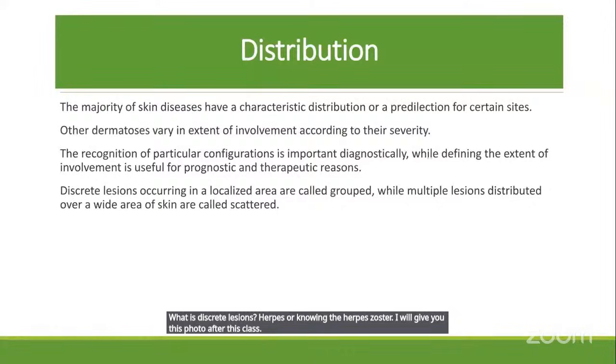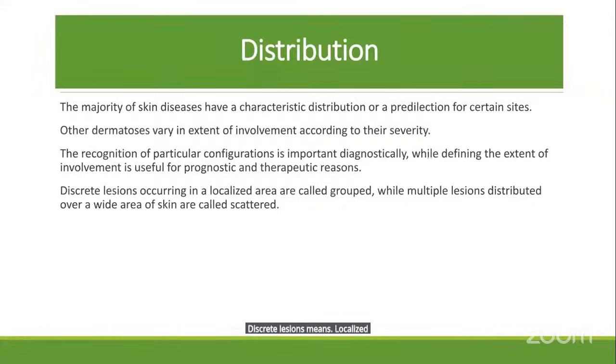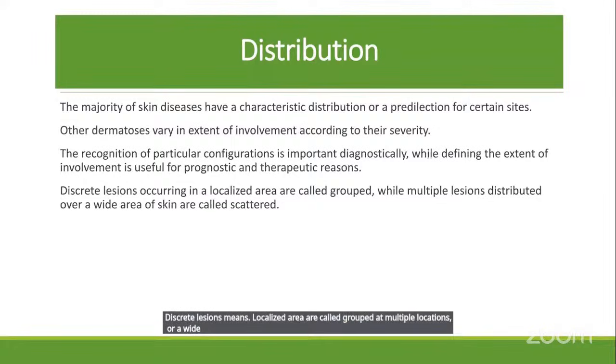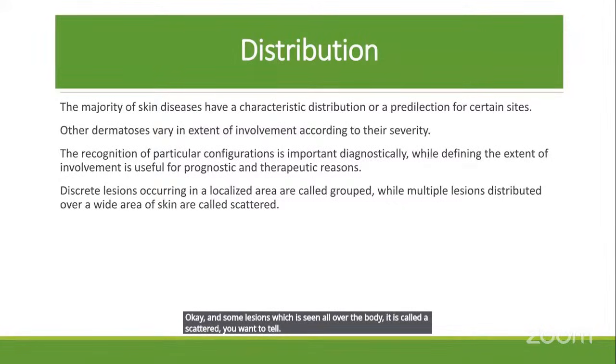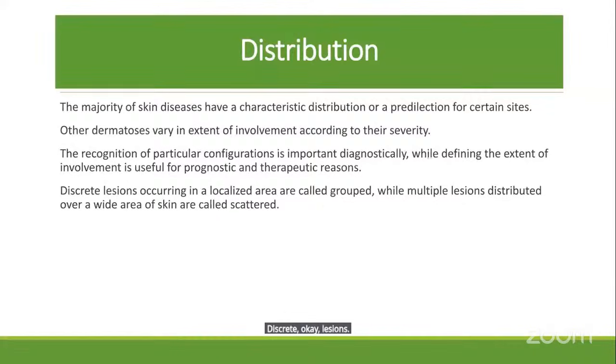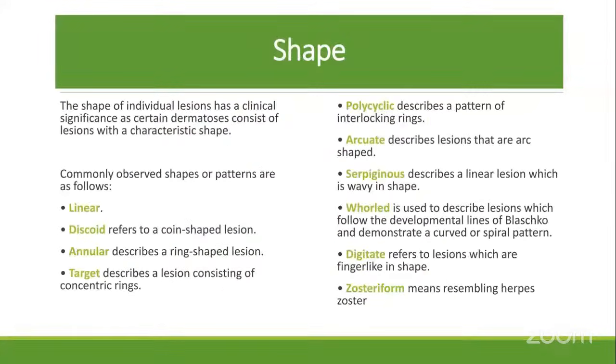Discrete lesions in a localized area are called grouped, and multiple lesions over a wide area are called scattered. If some 3 or 4 lesions are there, which are seen only in axilla, it is called a grouped lesion. And some lesions which are seen all over the body are called scattered. You want to tell discrete lesions, not pinpoint. What is the problem? You can ask which question. Regarding this shape or distribution, in which area are you having doubt?